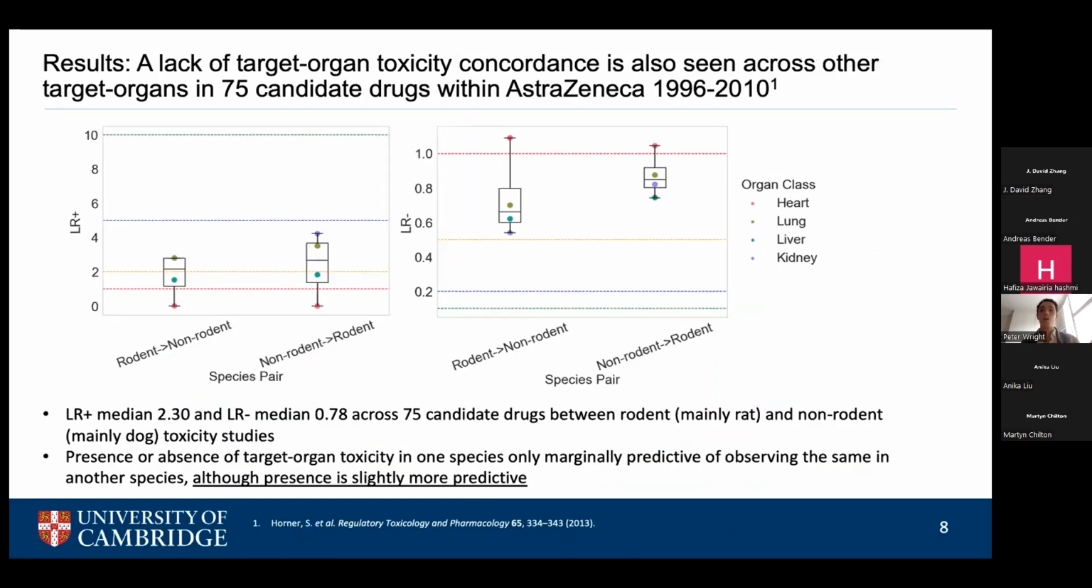This is just a plot showing the external data set in general, all the results, so heart, lung, liver, kidney toxicity, predictivity between the species, between rodent and non-rodent. And just to summarize, the LR+ median was 2.3, and the LR- median was 0.75. So yes, in general, the presence or absence of target organ toxicity in one species was only marginally predictive of observing the same in another species, although presence was slightly more predictive than absence.